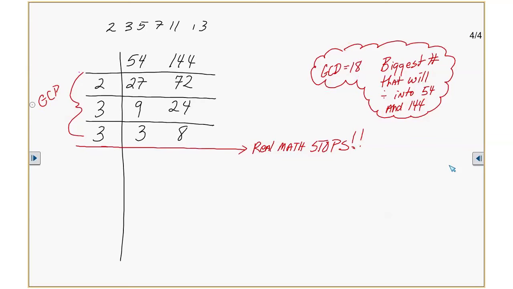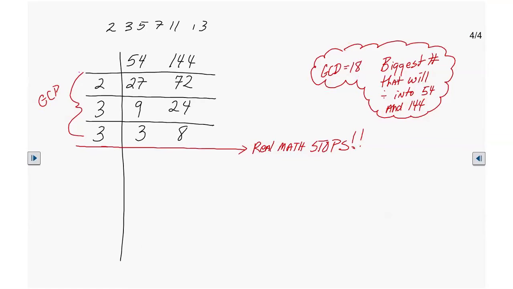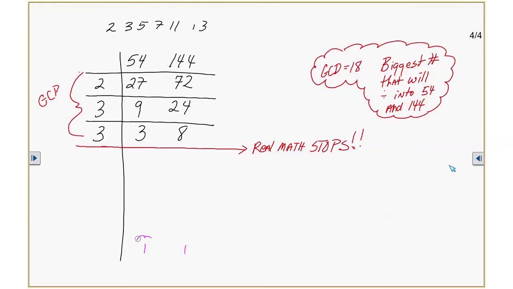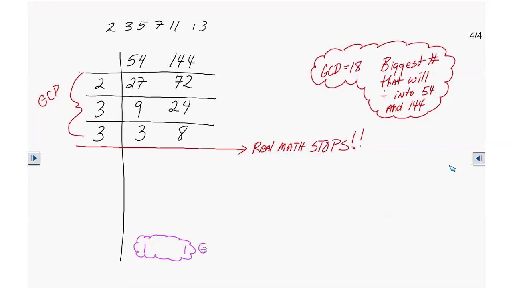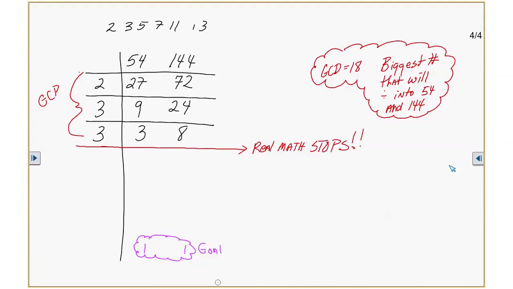Now, with the magic math, my goal is to have all 1s on the bottom. That's my goal. Now, I'm going to have to do it separately because we don't have any numbers that will go into both 3 and 8, right? So I'm gonna have to do them separately. So what number you want to start with, 3 or the 8? 3, we all read left to right.